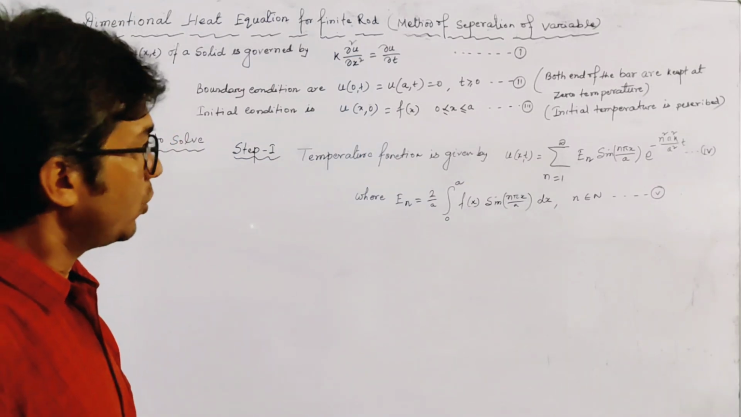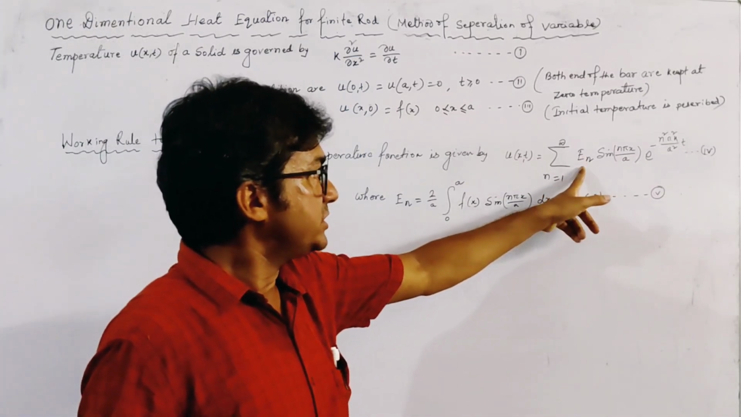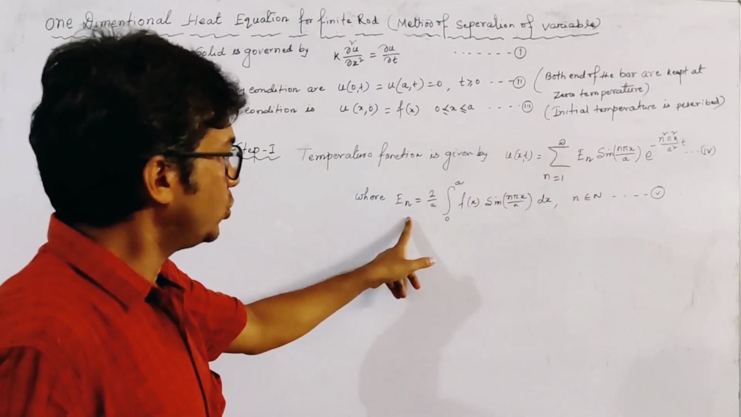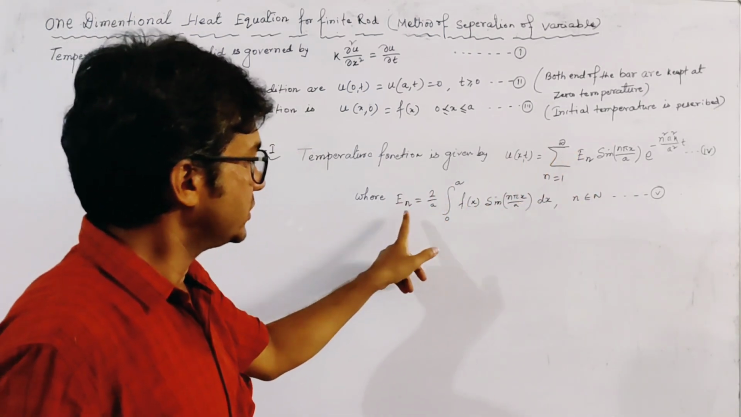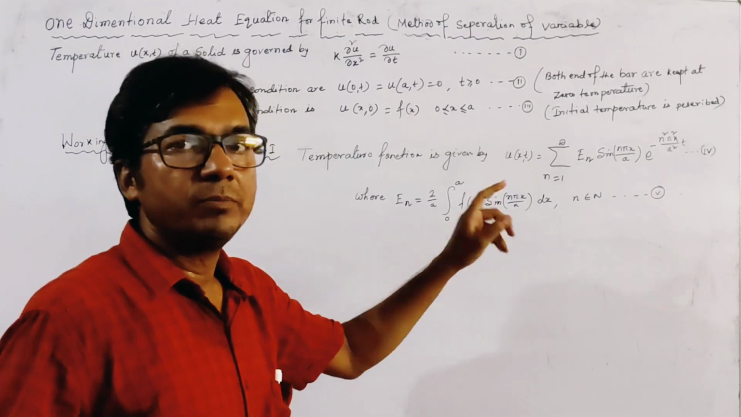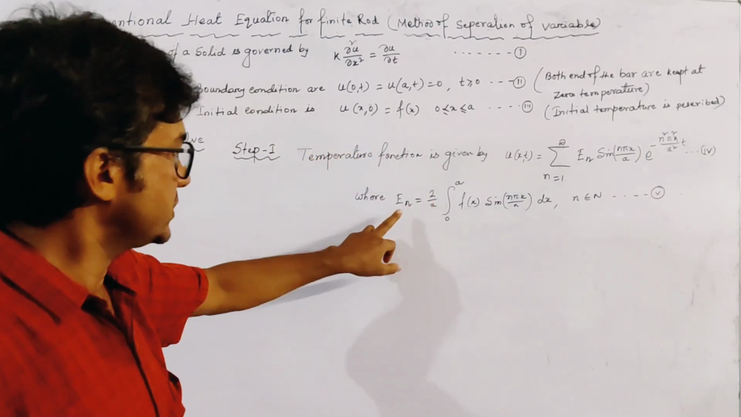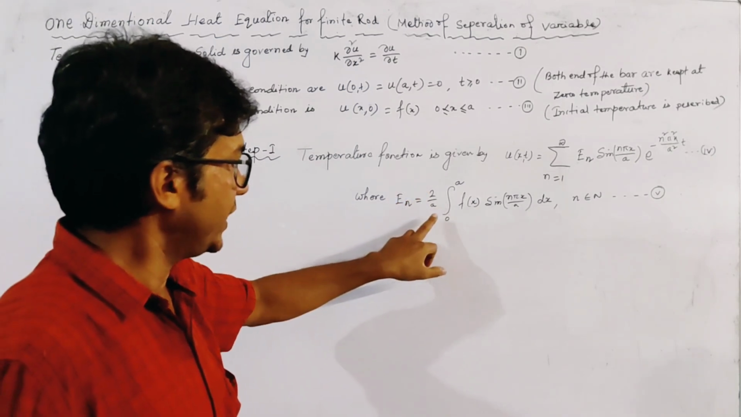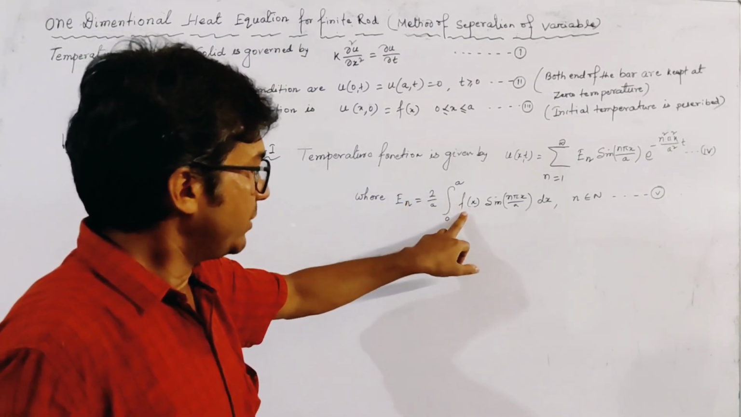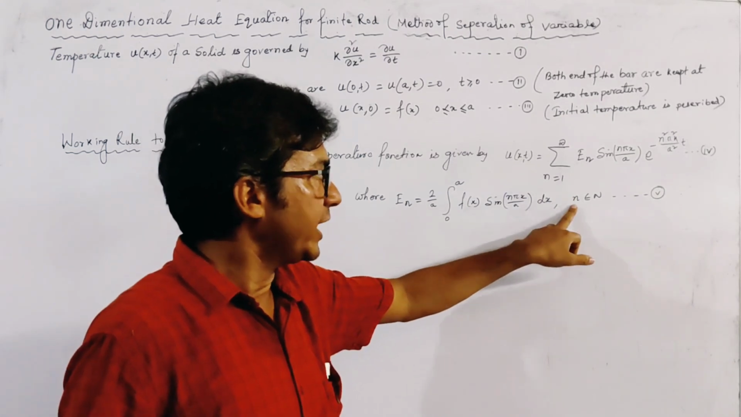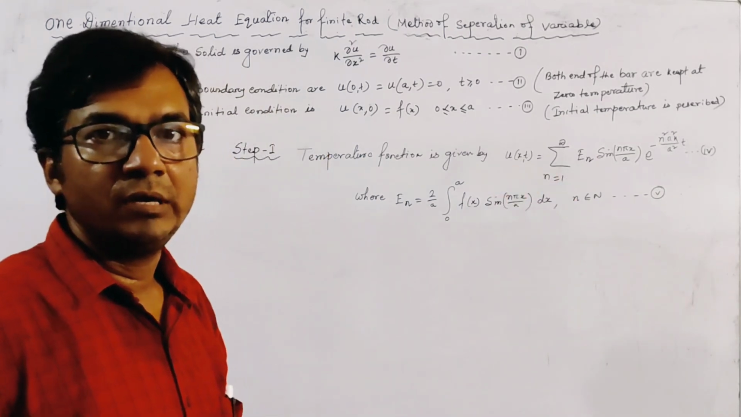Here the coefficient E_n is given by the Fourier coefficient formula. We write this result also. E_n is equal to 2 by a, integration 0 to a, f(x) into sin(n pi x by a) dx, for n belonging to capital N.